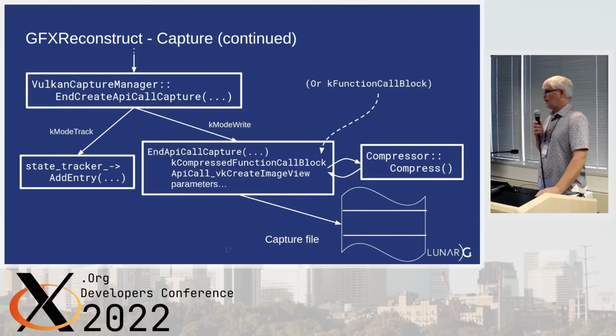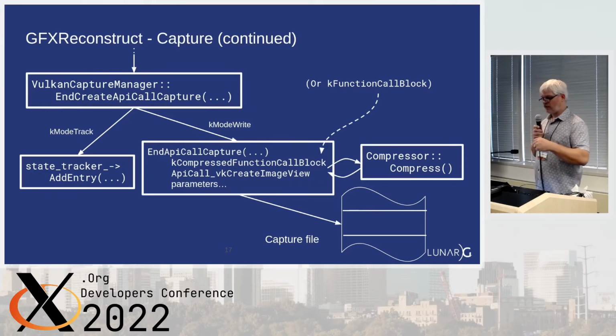And I've written K-mode track and K-mode write, and these are basically just bit masks that we keep track of. So the actual mode is a concatenation of all these, an OR of all these masks. But if we have track mode, that means we are not yet storing frames to disk. We're just keeping track of state. So we add that state to the state tracker.